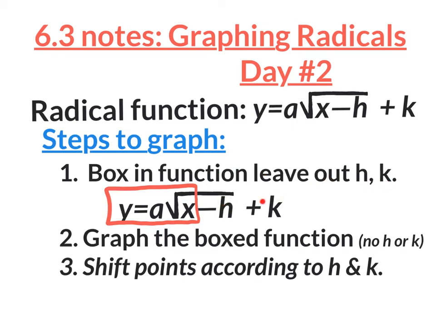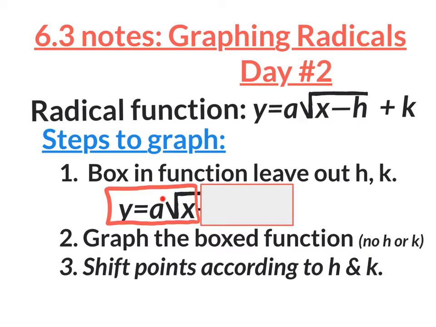So here's h, here's k, box in this part, ignore h and k. You're boxing in the y equals a square root of x. That's step 1. If you feel like writing this down, actually you should write this down in your notes. Step 1, box in the function y equals a square root of x. You're leaving out h and k, you're ignoring it. It's kind of like if it weren't there, right? We're pretending that the h and k is not there.